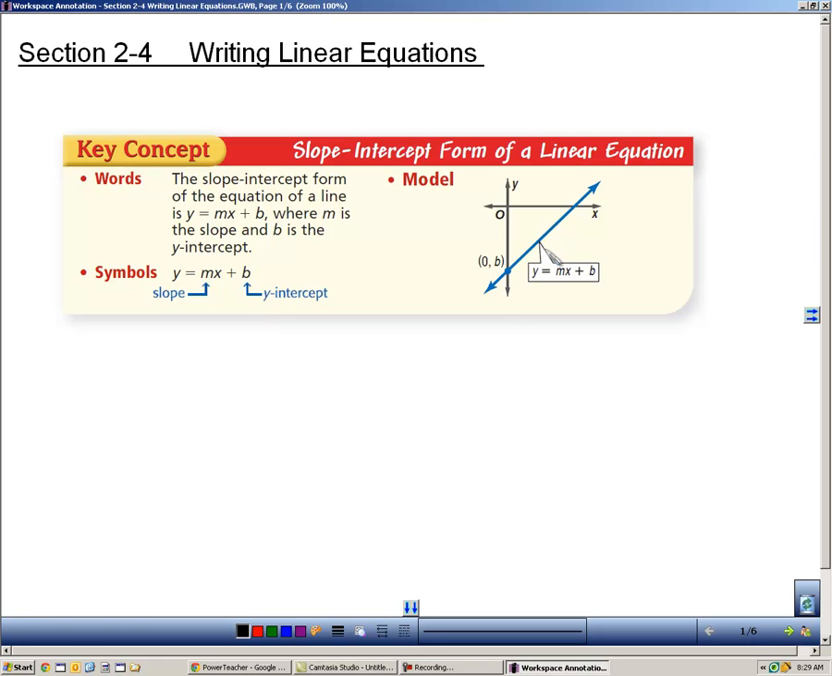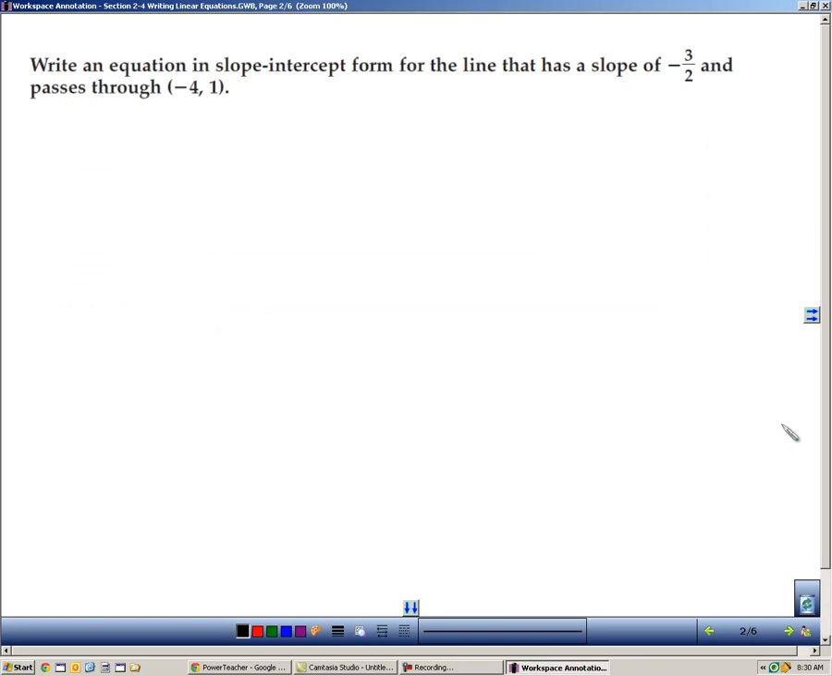What that means is m is the steepness of the line, as we've learned about, and the b is the y-coordinate of the ordered pair where the line touches the y-axis. Now, with that information, you can write equations of lines if you're given a slope and an intercept. So here's an example of that.